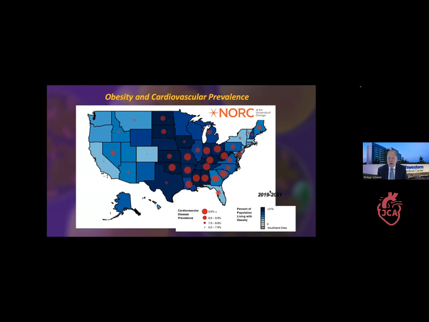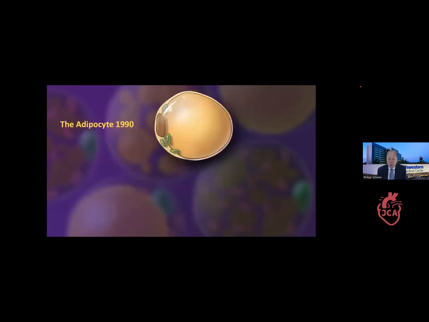But of course, if you were to focus on cardiovascular disease, there is a similar overlap, seen here in this map from my colleagues at NORC at the University of Chicago, where you can see that wherever you have high prevalence of obesity, there's a high prevalence of cardiovascular disease. So clearly a strong mechanistic link between the two.